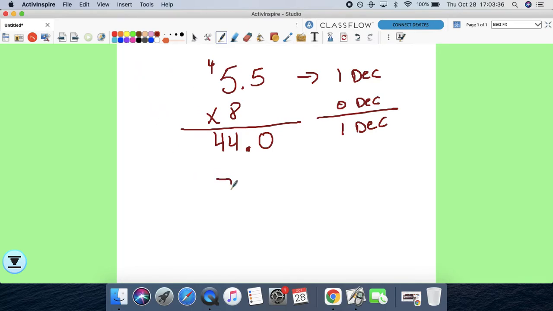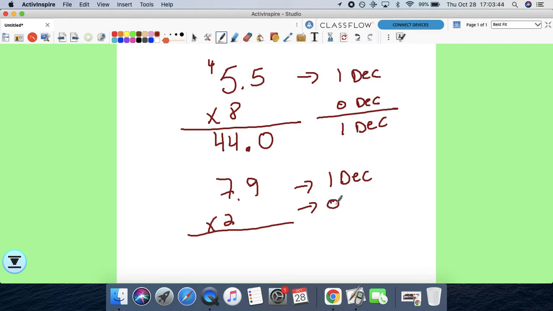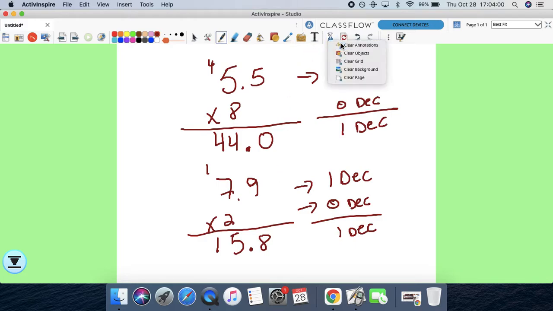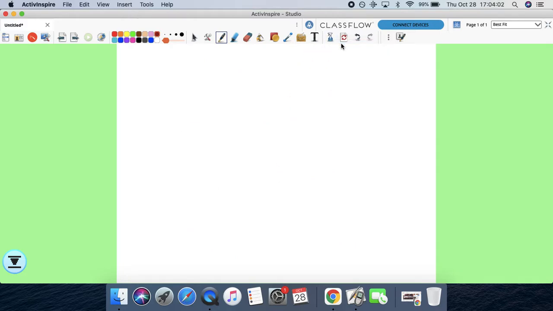11, 7.9 times 2. Again, repeat the procedure. There's 1 decimal place. This one has 0 decimal places. Total is 1. So my answer has 1 decimal place. So 2 times 9 is 18. Carry 1. 2 times 7 is 14. Plus 1 is 15. Where does the decimal go? Right here.